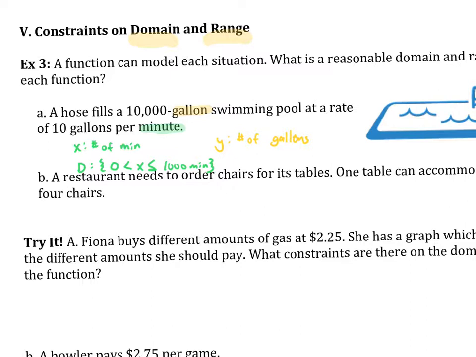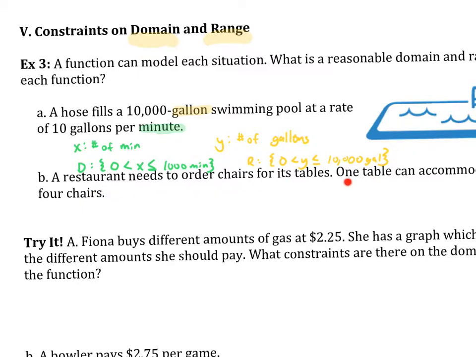What about my range? Well, practically speaking, my range is also not going to include 0, because then I haven't filled it or started filling it, all the way up to 10,000 gallons. Now notice that I can have in between. I can have decimals. I can wait 2.6 minutes. I can fill something up 1,242.7 gallons and anything in between there.